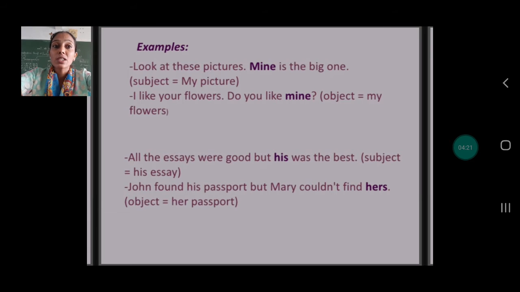I like flowers. Do you like mine? Here mine, see this possessive pronoun, how it's being placed. You have to see that. Look at these pictures. Mine is the big one. Here mine is the subject, my picture. But in the second sentence, I like your flowers. Do you like mine? Here mine means flowers. The mine is talking about flowers. So here the flowers is the object.